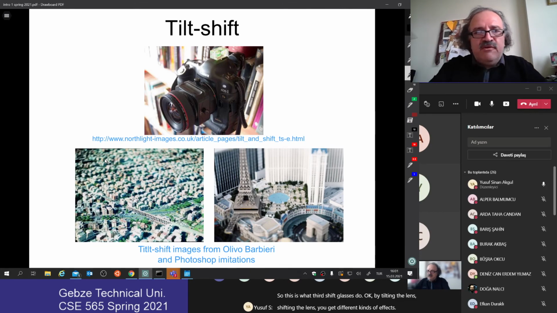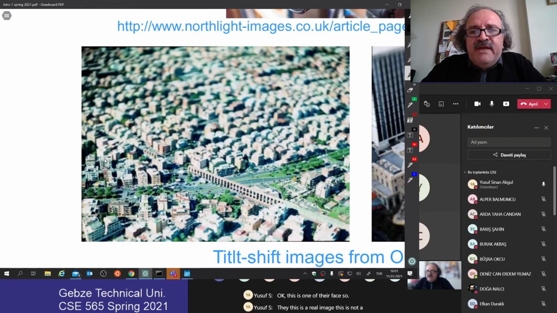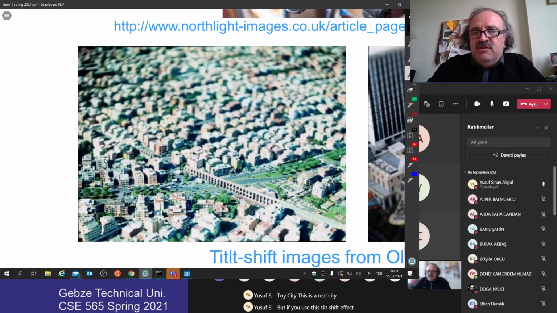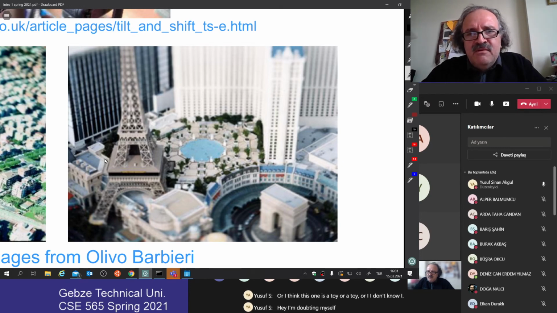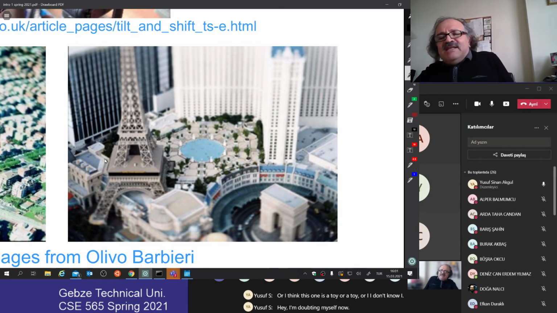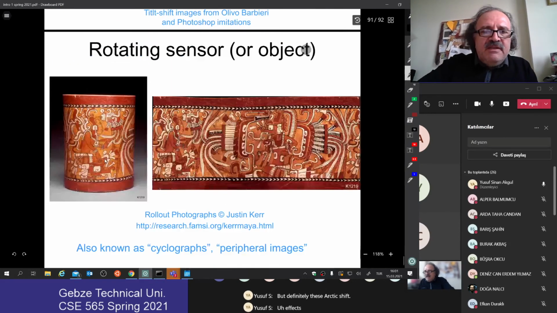Okay, this is one of the effects. This is a real image. This is not an image of a toy city. This is a real city. But if you use this tilt shift effect, it looks like a toy image. Again, here is another one. Or I think this one is a toy, or I don't know. I am doubting myself now. But definitely these are tilt shift effects.